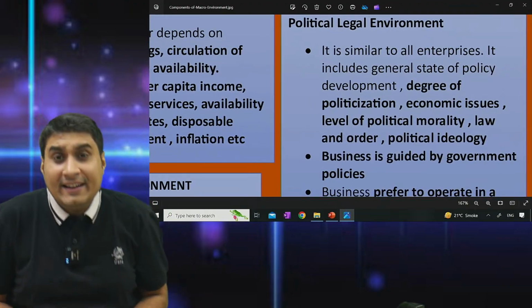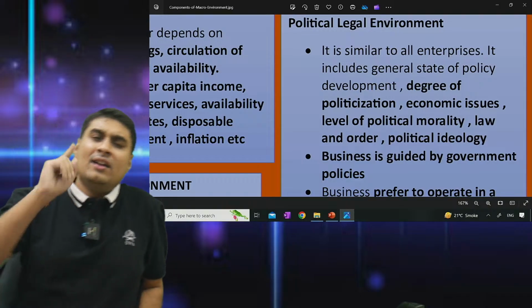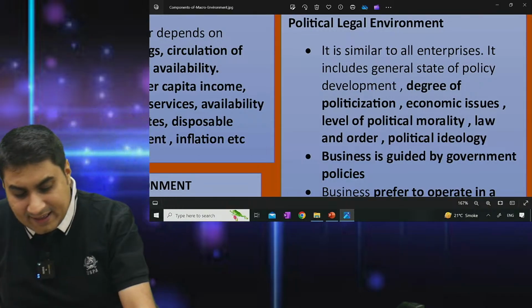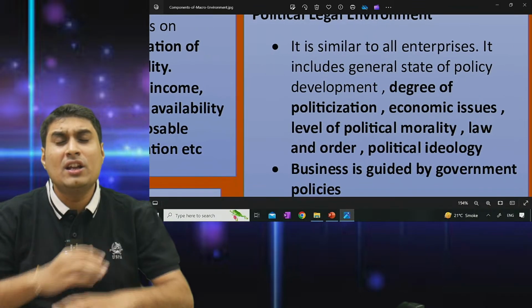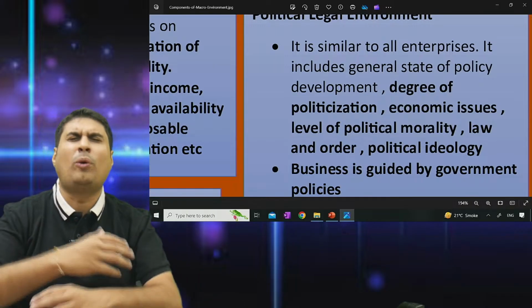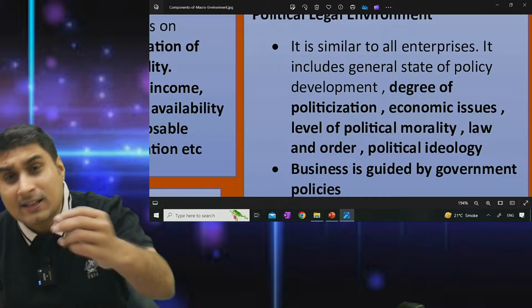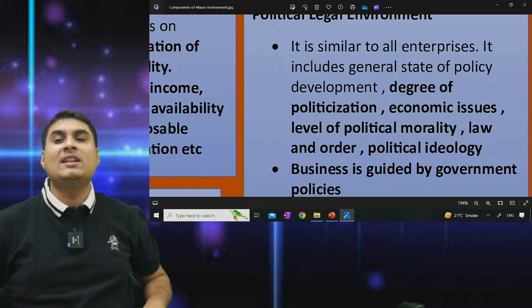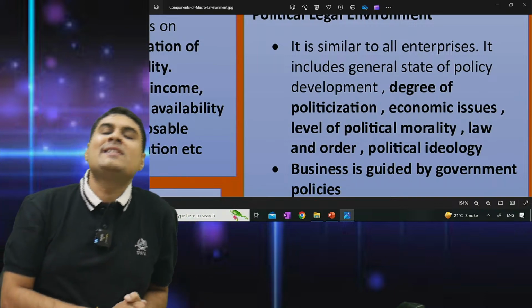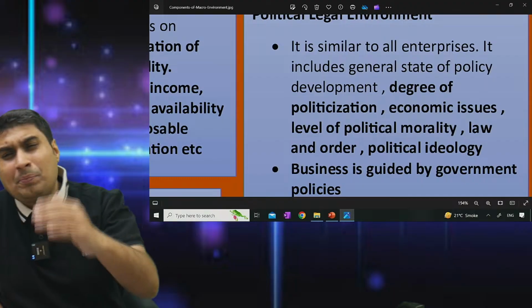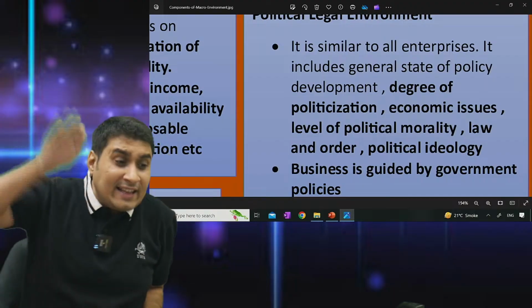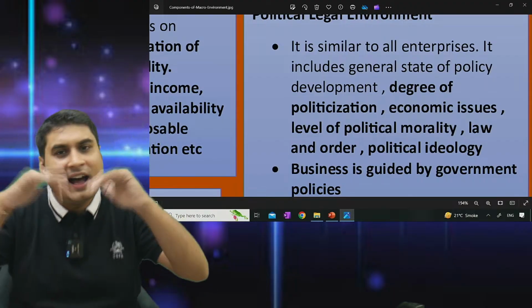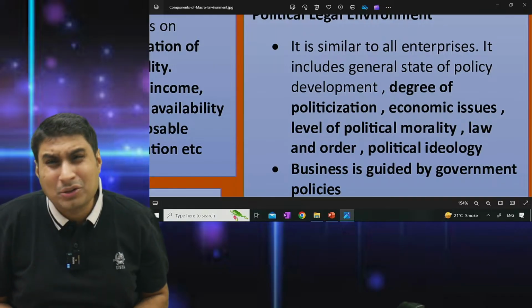Political and legal. There are three things in political and legal: legal, political, government. It is similar for all enterprises. Degree of politicization, economic laws, political ideology. Business is governed by political policies or government policy. As they say, BJP mainly supports business people and less salaried people. That is what people say. I don't know whether it is correct or not.